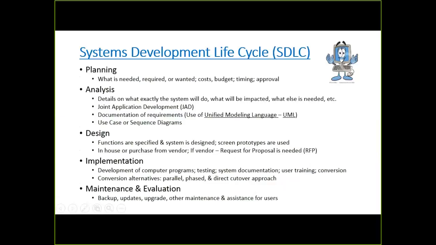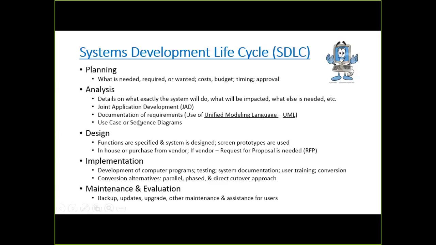So the exact number of stages is not that important, but what is important is the order in which these things happen. So basically, it starts with an identification of the needs, which is the planning. What do we need? Okay, or what is required. Maybe there is something that we need to do for compliance reasons. Or what is wanted. We want to do something that the other hospitals are not doing because we want a competitive edge. And then we also consider the costs, how much money we have. Do we have a good timing for this? How long is it going to take to approve it? Things like that. And then we go into the analysis phase.